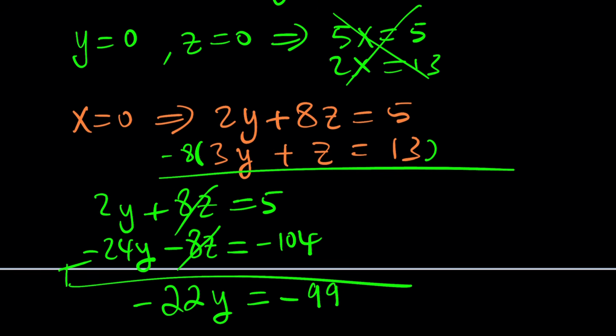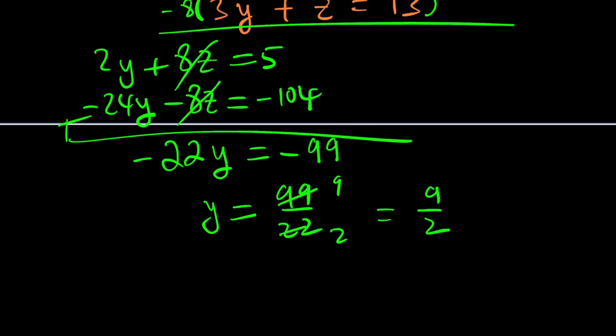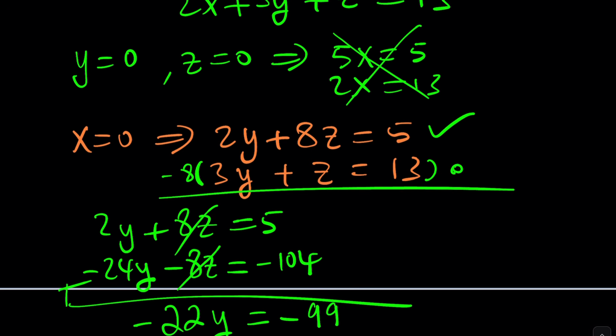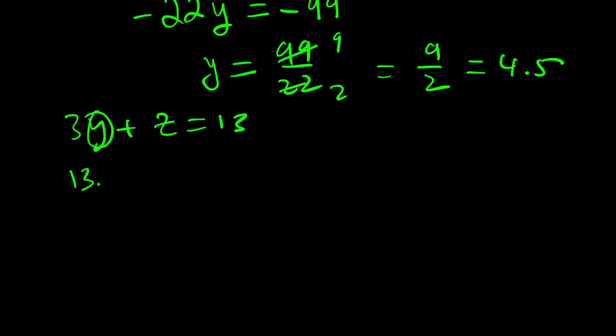Now, we didn't get a nice value for y, but that's perfectly fine. If we divide both sides by negative 22, I think you can divide everything by 11. You're going to get 9/2, which is 4.5. Great. So x is 0, y is 4.5. What about z? Well, to find z, you just have to plug it in. Let's use this equation, or the second one is even better. 3y plus z is 13. We know that y is equal to 4.5. So this is going to be 13.5 plus z is equal to 13. From here, z is equal to negative 0.5.